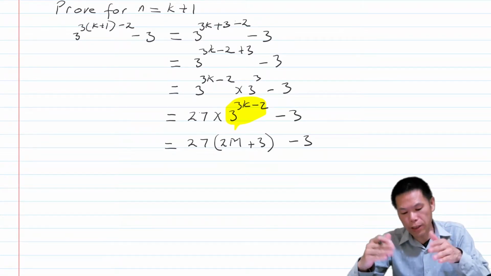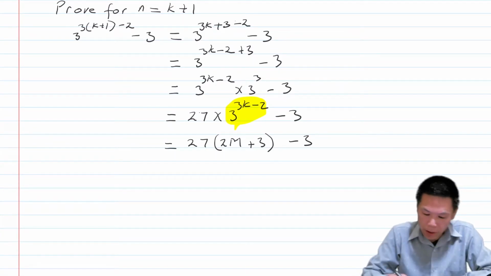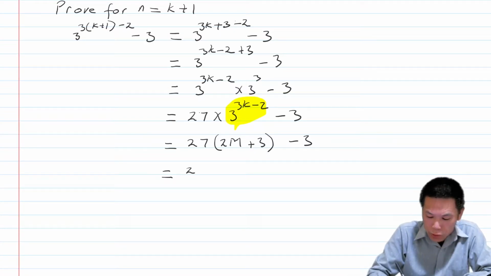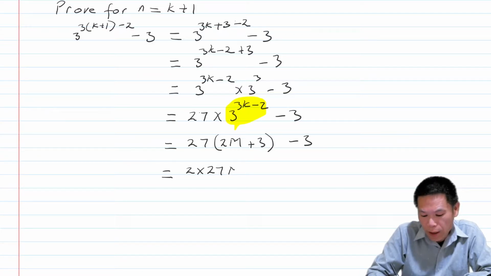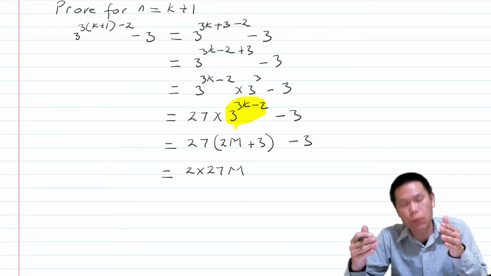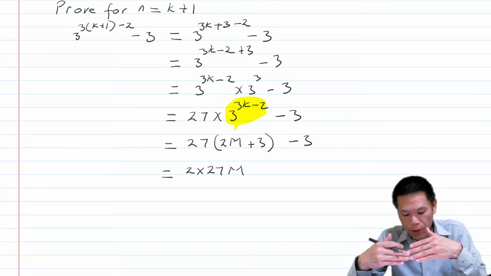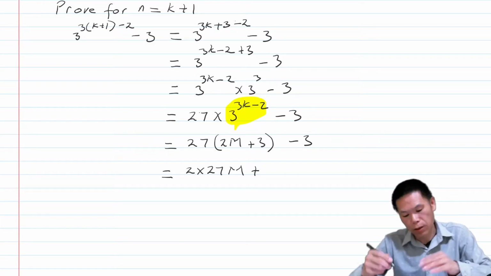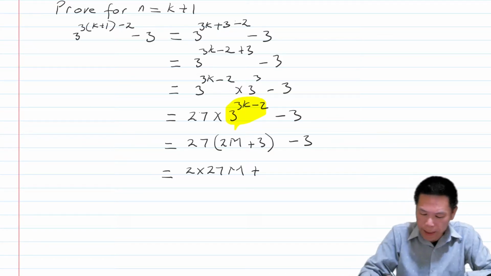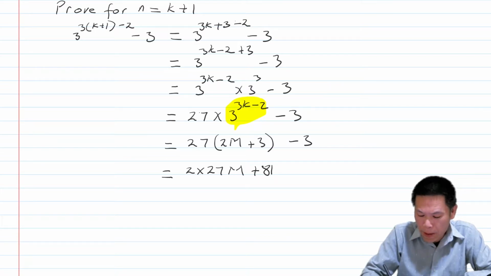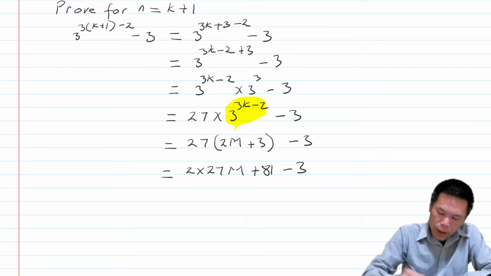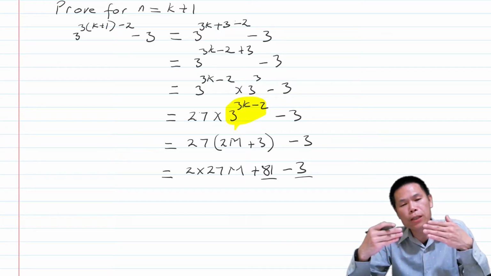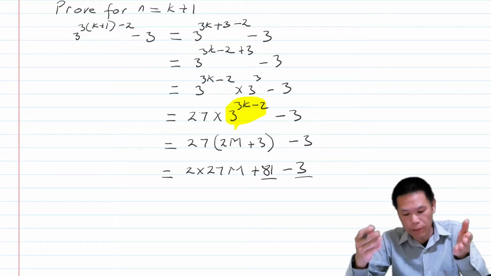So what I do now, I just expand the bracket. So instead of writing 27 times 2m, I can just write 2 times 27m first, because I'm going to take the common factor out. So I just leave it as it is for now. And a plus, 27 times 3. So 27 times 3 is 81. So just write 81 down. And this minus 3. So I simplify this. 81 minus 3. So 80 minus 3 is 77, and then plus 1 is 78.